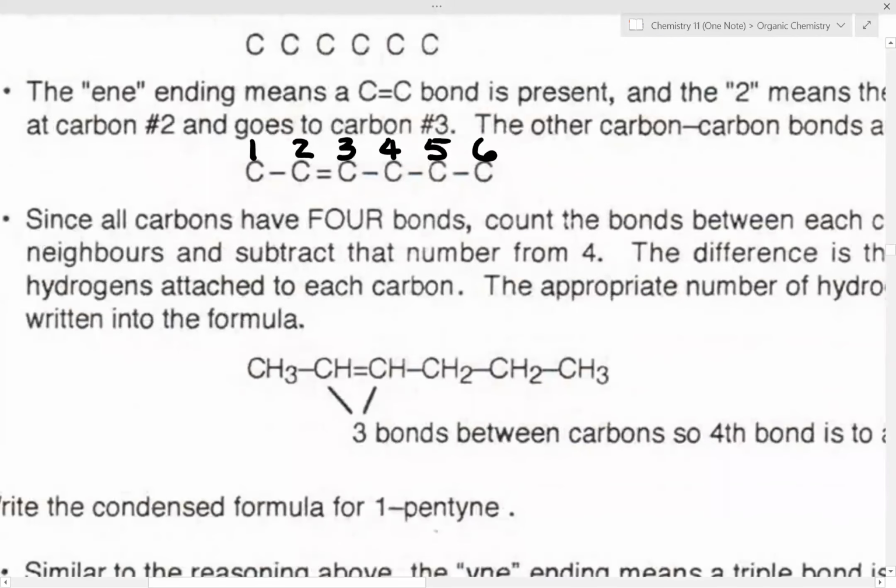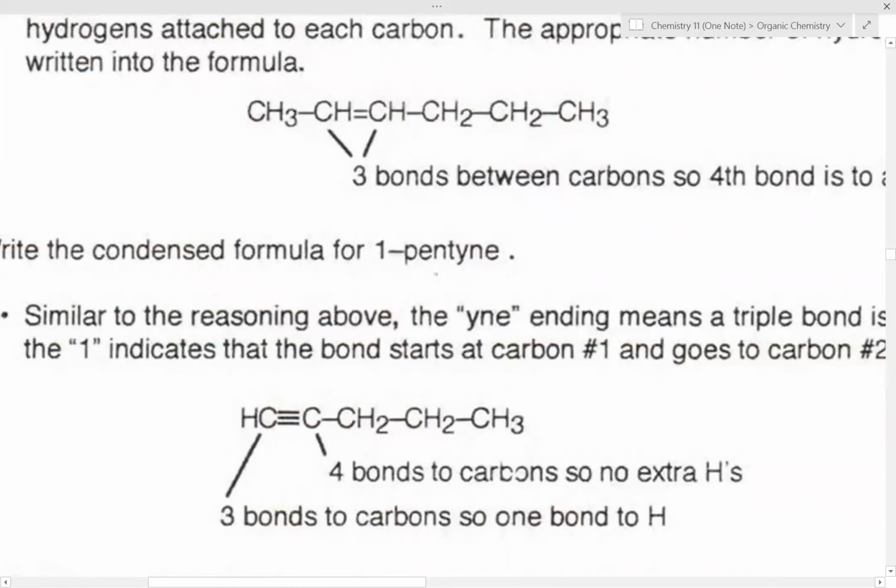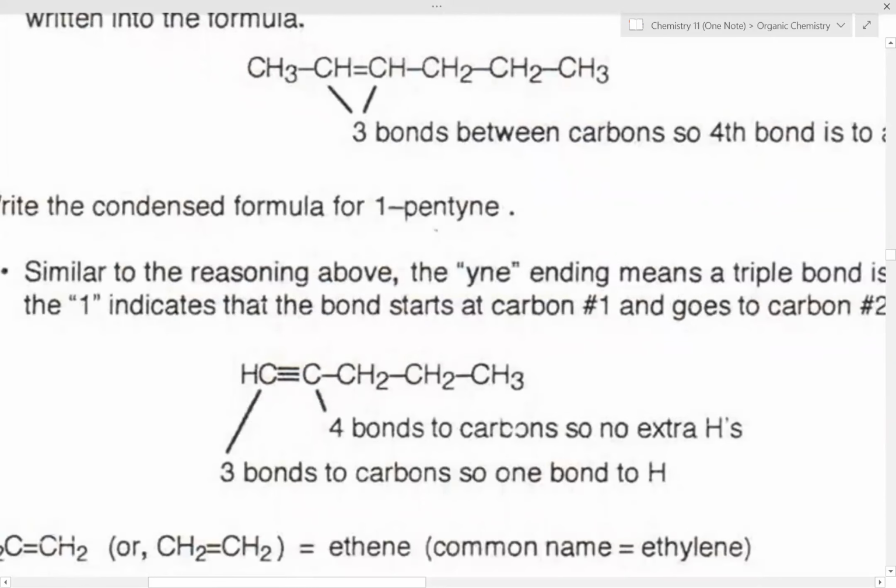Now, here, why is it 1-pentyne? Pent means 5 carbons. 1, 2, 3, 4, 5. Y-N-E means a triple bond. And the 1 means between carbon 1 and carbon 2. Okay?